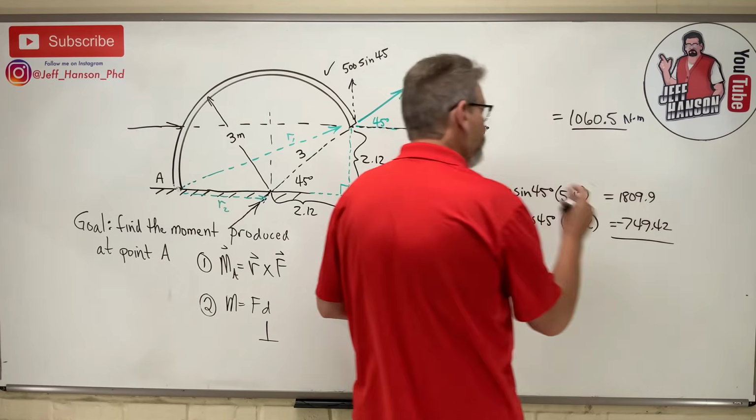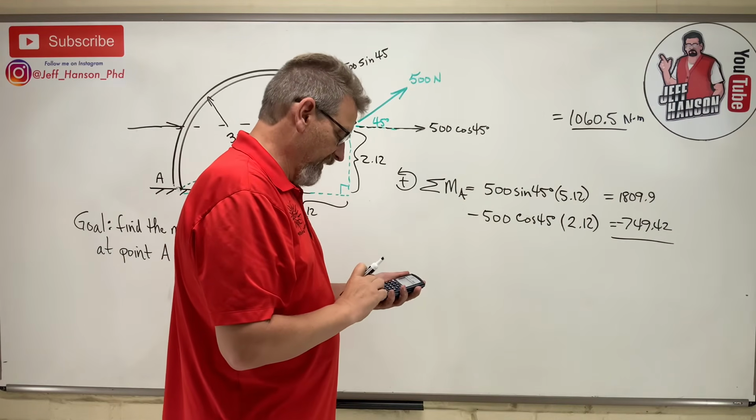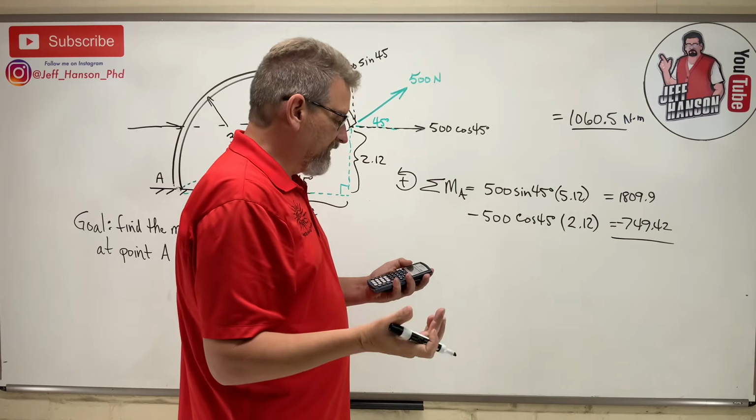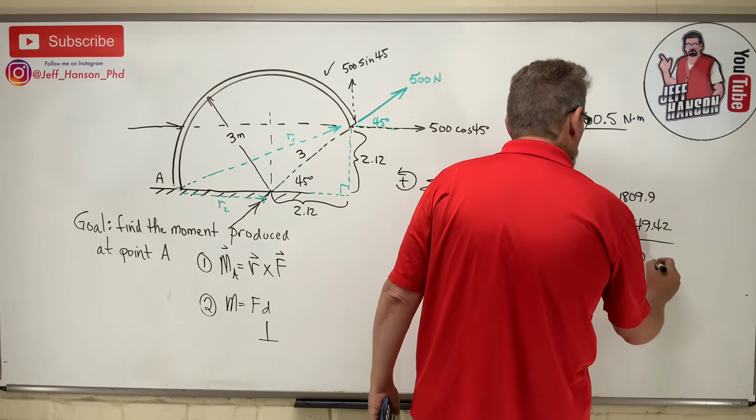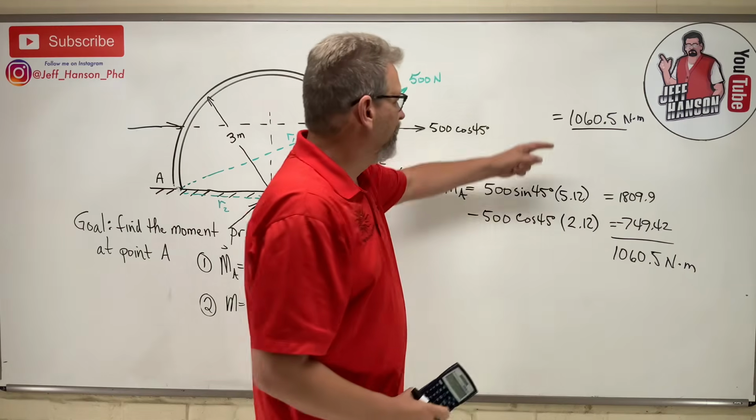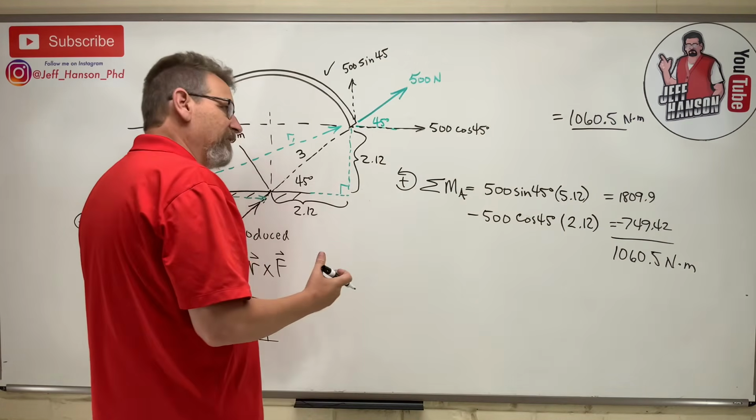So let's see, that guy was negative. So 1809.9 minus that answer equals 1060.48. We'll call it 1060.5. Okay, guess what? Same thing, same thing. So two different methods to work the same problem.